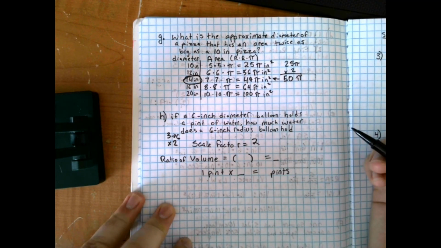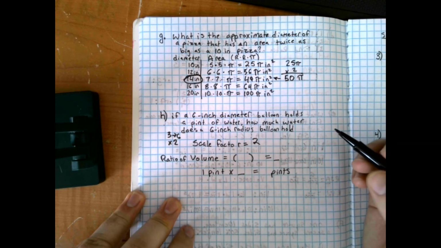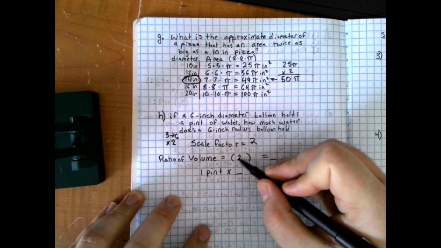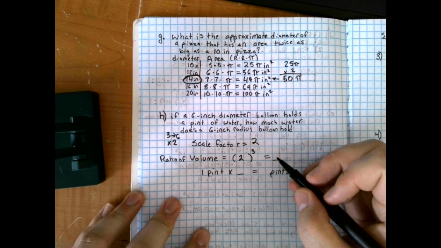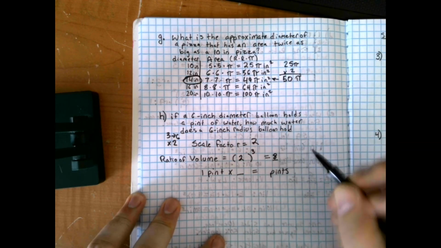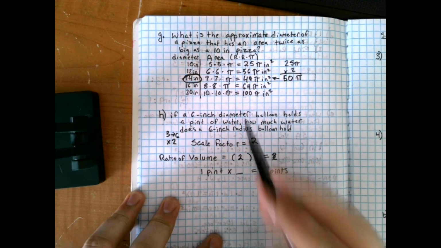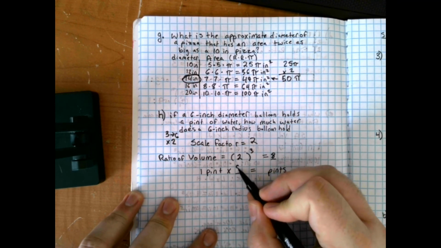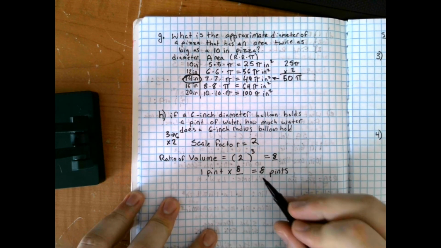Now, volume. Remember that volume is measured in cubic units. When we measure our volume in cubic units, our ratio will be our scale factor cubed. Now, 2 to the power of 3 is 2 times 2 times 2, or 8. Which means that we're going to have 1 pint, which is how much a 6-inch diameter balloon would hold, times 8, which would be 8 pints, as our final answer.